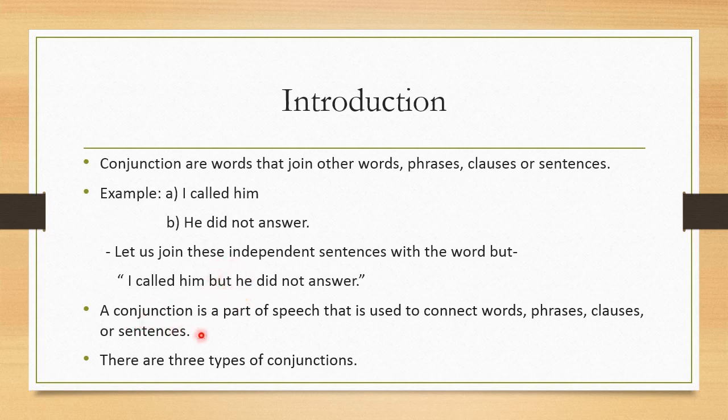Clear? A conjunction is a part of speech that is used to connect words, phrases, clauses, or sentences. There are three types of conjunctions. We'll be studying about all the three. I'll give you an introduction about what these three types of conjunctions are in the next slide. Clear to everyone? So now quickly move to the next slide to study about the three types of conjunction. Okay, moving to the next slide.